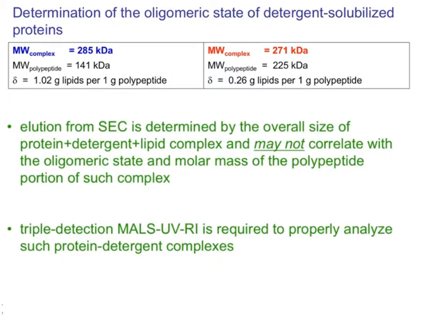These examples clearly illustrate that triple detection by light scattering, absorbance, and refractometer is required to properly characterize such protein-detergent complexes, as SEC-MALS analysis allows determination of the oligomeric state of the polypeptide regardless of its elution position and the amount of detergent associated with it. And SEC-MALS will provide a means to determine the amount of detergent associated with the polypeptide and thus allow computation of the molar mass of the overall polypeptide-detergent complex.